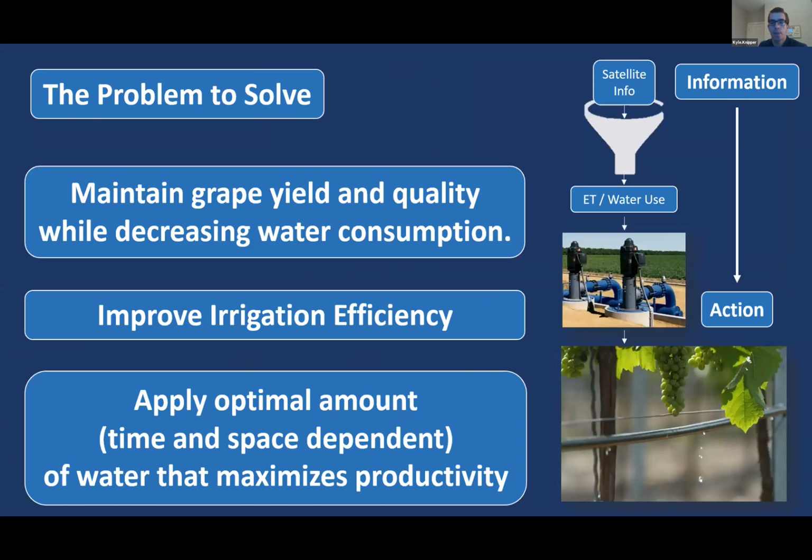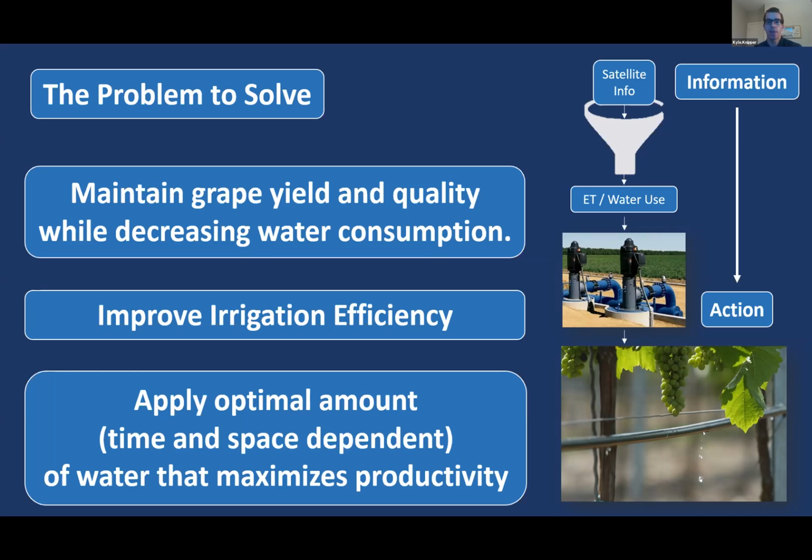So there's an economic need to maintain or even improve grape yield, but also a practical and now required need to decrease water consumption. One of the ways that growers are trying to meet both of these demands is through improving irrigation efficiency by applying an optimal quantity of water that can maximize productivity.